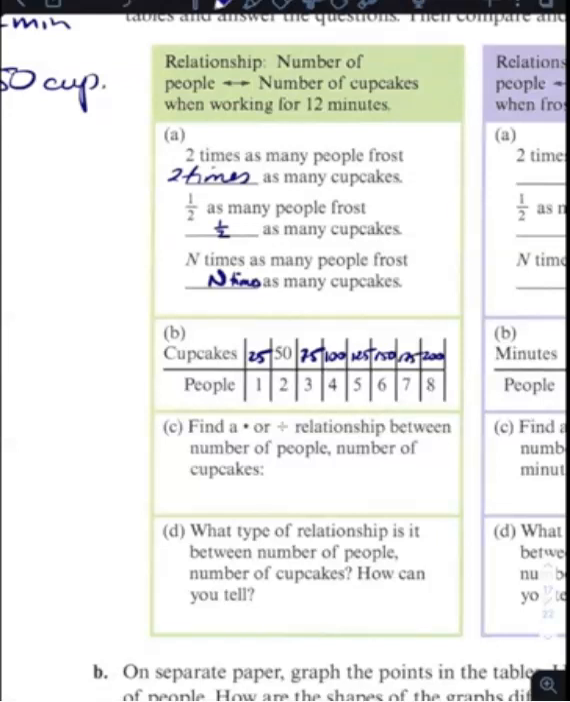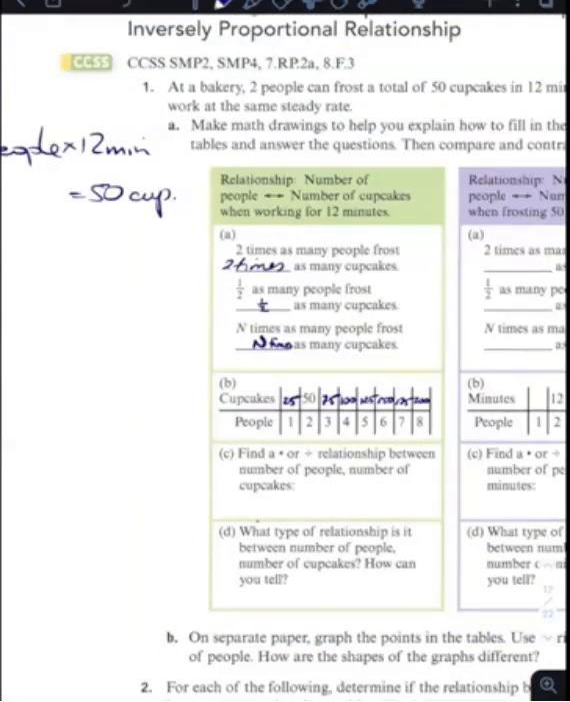So find a multiplication or division relationship between the number of people and the number of cupcakes. If we look at what's going on here in this table, then 1 person is going to make 25 cupcakes. 2 people is going to make 50 cupcakes. So isn't it going to be the number of people times 25 equals the number of cupcakes?